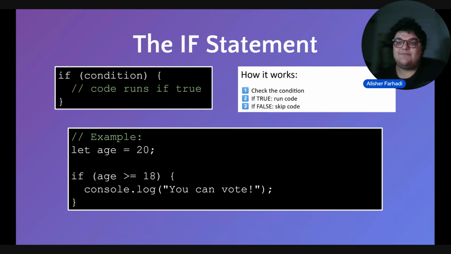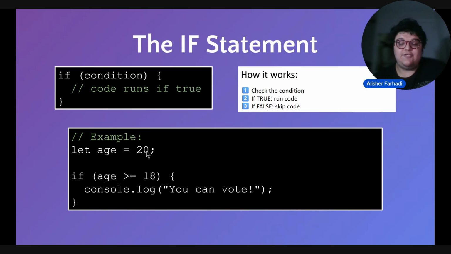Whenever you log into something, you give them your date of birth, they have your age. So we're going to let the age equal 20 in this situation. Now, if age is greater than or equal to 18, which in this case it is, your app will say, you can vote. So in this case, we're going to get this output that you can vote since it's greater.